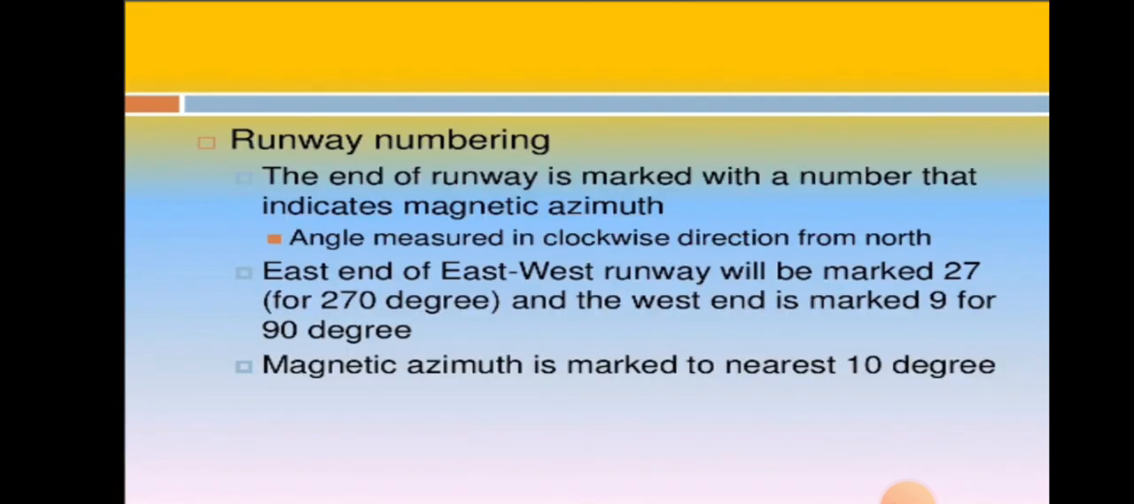Runway numbering. The end of the runway is marked with a number that indicates the magnetic azimuth, the angle measured in clockwise direction from the north. The east end of an east-west runway will be marked 27 for 270 degree, and the west end is marked 9 for 90 degree. Magnetic azimuth is marked to the nearest 10 degree.